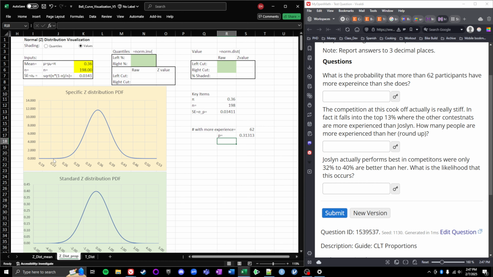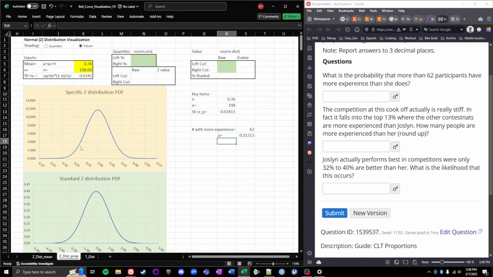Okay, so look over here at our z distribution. It's already been drawn out for us. We can see that the mean is at 36. We set it up here. Our standard error is roughly 3, so we're doing steps of roughly 3 going up and down. If we look at 31, it's roughly here. And if we shade the region above, that's a lot. I'm going to guess a high 80s to maybe 90% probability that more than 62 of these participants at this particular competition have more experience than she does.